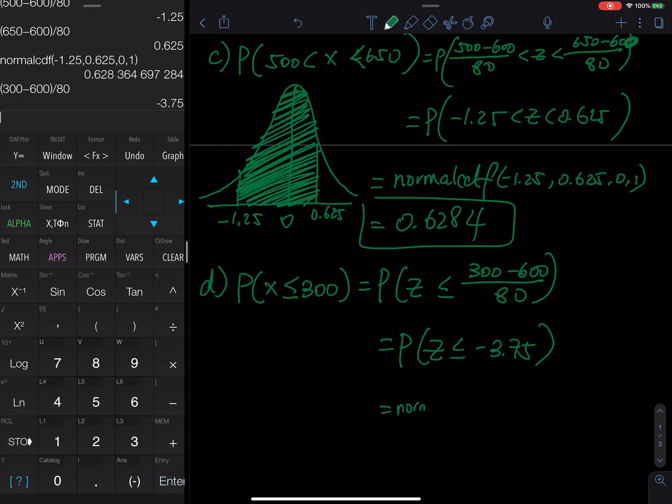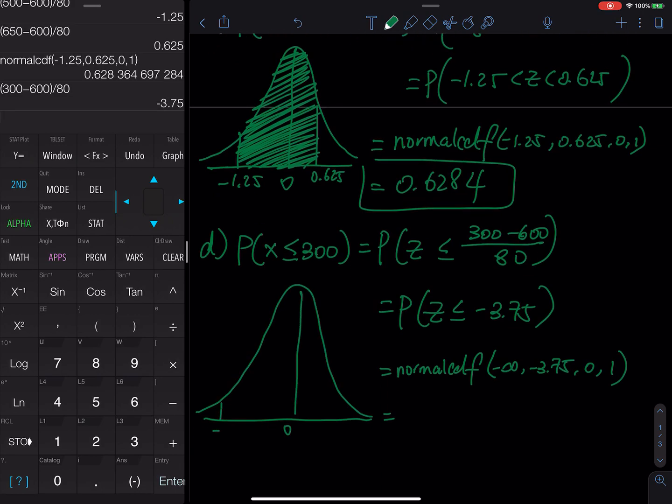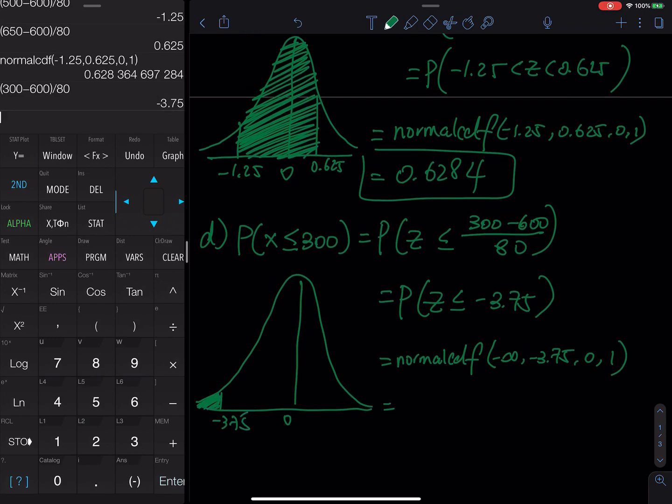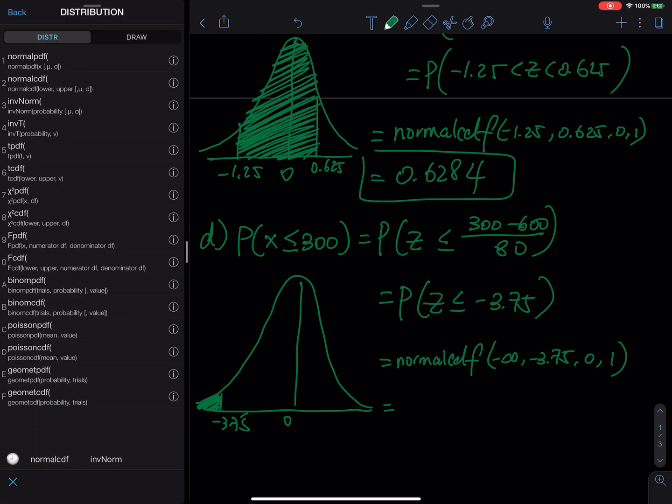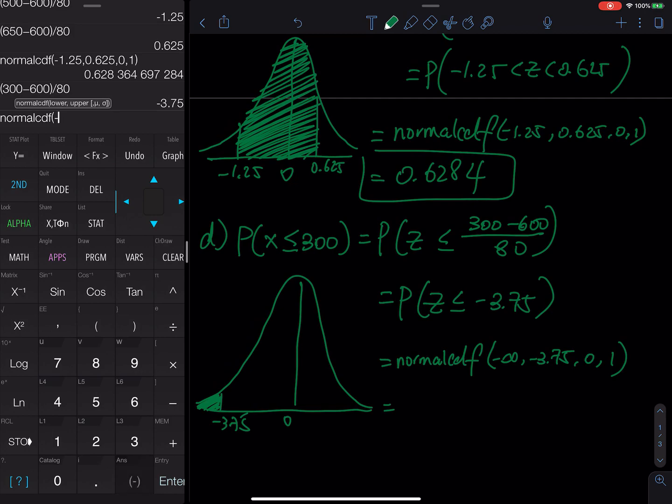And then that is normal CDF from negative infinity to negative 3.75. The mean is 0. The standard deviation is 1. The graph is this, 0, and then negative 3.75. The probability is so tiny if you use a perfect scale. Second, normal CDF, negative 1 second comma 99, and then negative 3.75. Did I type everything right? Yep, 0, 1. All right, everything is good.